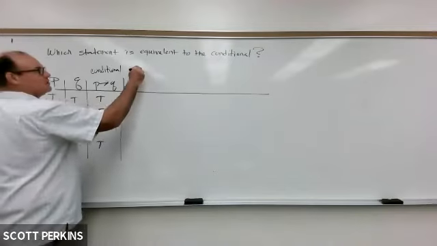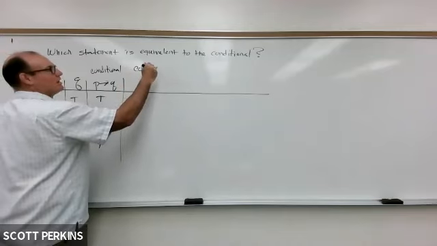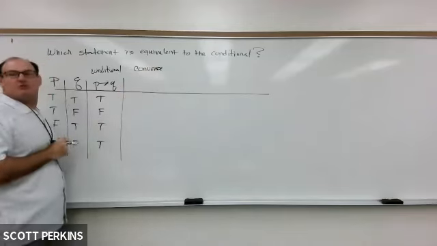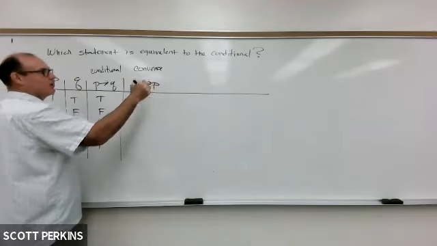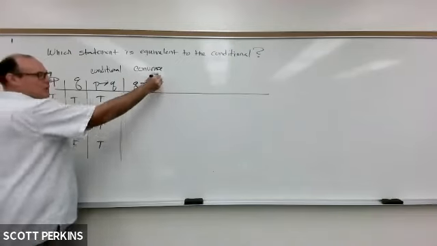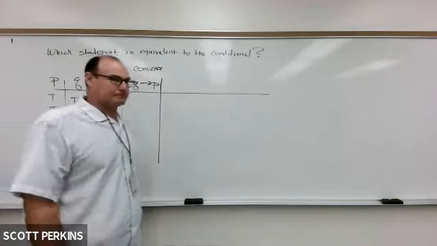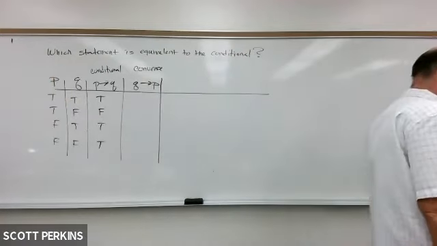Okay. Here's what I would like you to do now. Because we're trying to see which ones are equivalent, I want you to do the truth values for the converse. Remember, the converse is I'm just changing the order. I'm going if Q, then P. So I'm going backwards on the truth table, or on my columns.